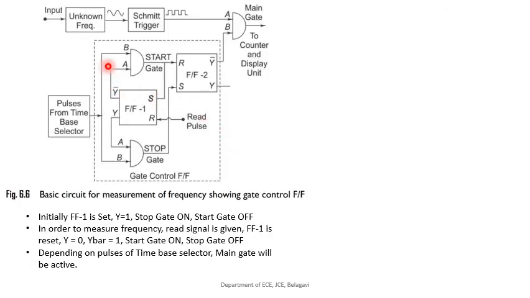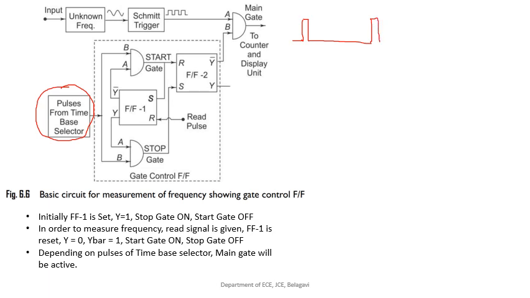Just now we have seen the start stop gate, so that is expanded here. This dotted box which you see is the start stop gate. What you have to understand here, first point, is the pulses from the time base selector. Normally it will be giving out pulses like this, of fixed duration.